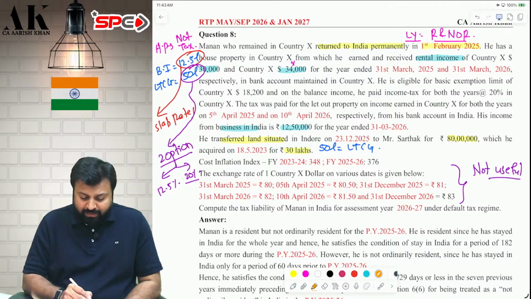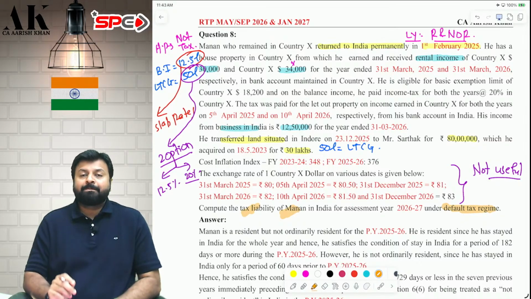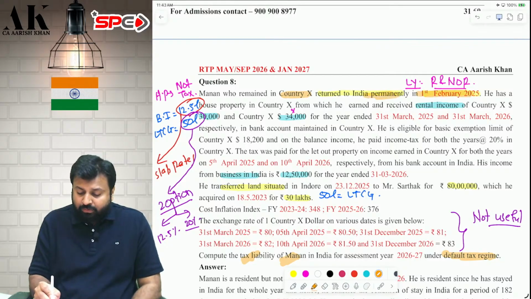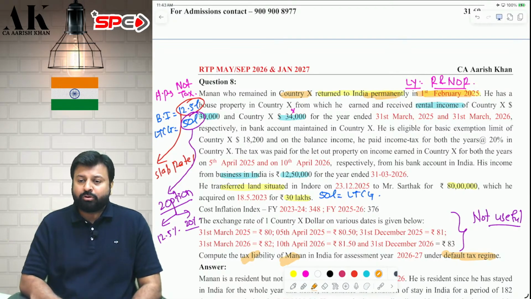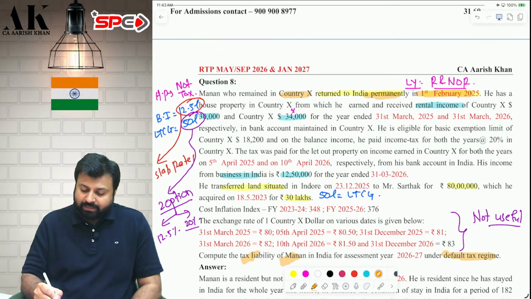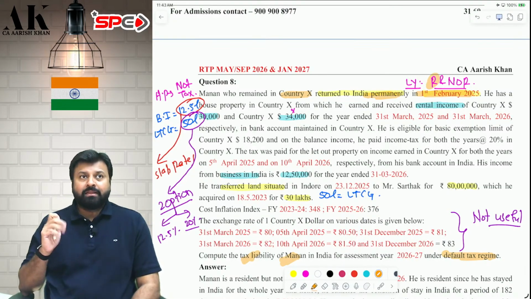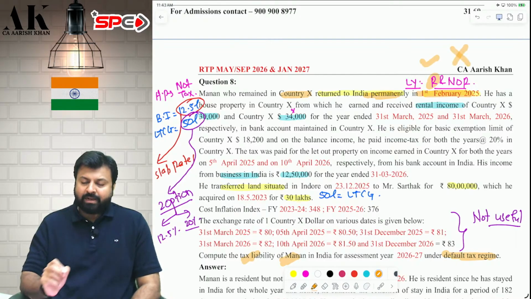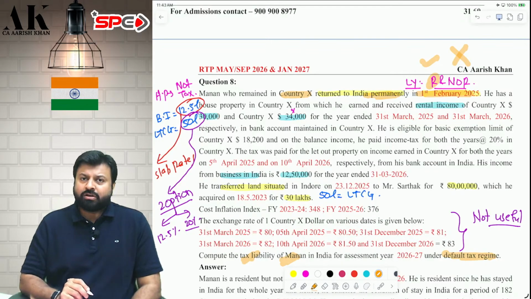Again, you will need to find out the tax liability of Mr. Manan under the default regime, the new regime. Manan was staying in country X for a long time. Now he came to India permanently on 1st February 2025. Therefore, Manan is staying in India in the current year for 365 days, and in the last year only for 60 days. Therefore, Manan is definitely resident, but not ordinary resident, because Manan will not fulfill the additional conditions of ordinary resident.